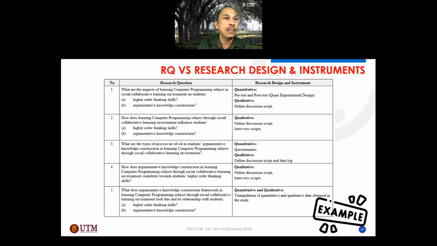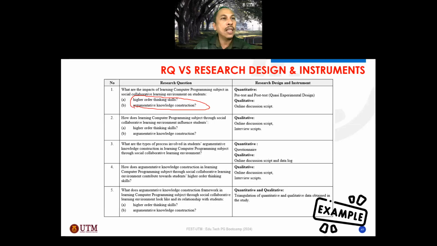As you can see here, higher order thinking and AKC. This is the outcome. Don't focus too much. Don't have higher order thinking, argumentative, engagement, motivation, and etc. Focus your dependent variables on 2 or 3 or even 1. Okay, 1, 2 or 3, not more than 3 most of the time.